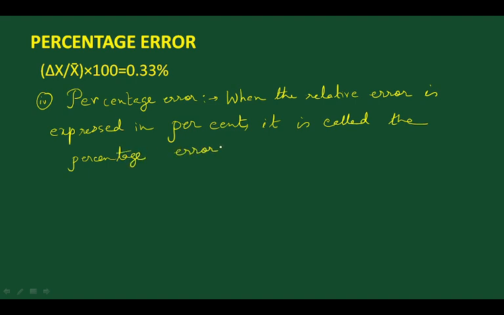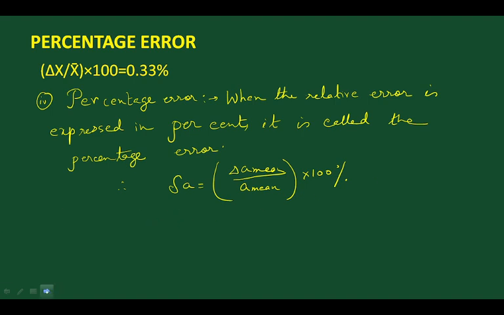So, the percentage error is del a mean divided by a mean, into 100%. That is known as the percentage error. So we got 4 errors here. One is absolute error, number 2 is mean absolute error, number 3 is fractional or relative error, and the fourth one is the percentage error. In this way you can find all the different errors.